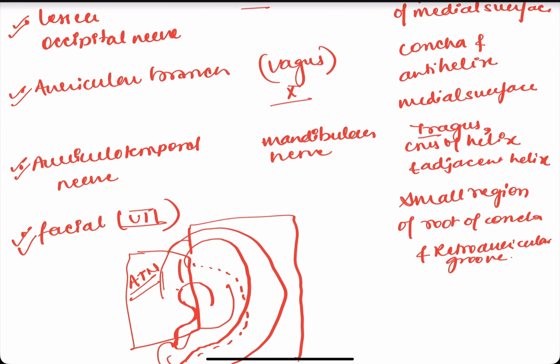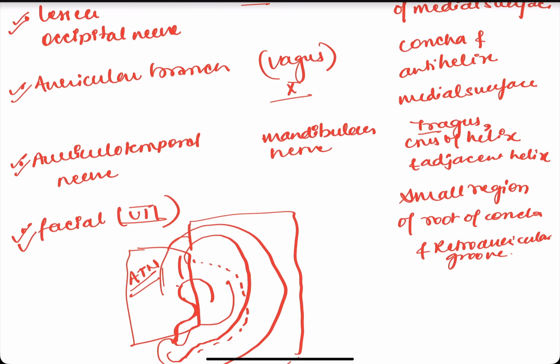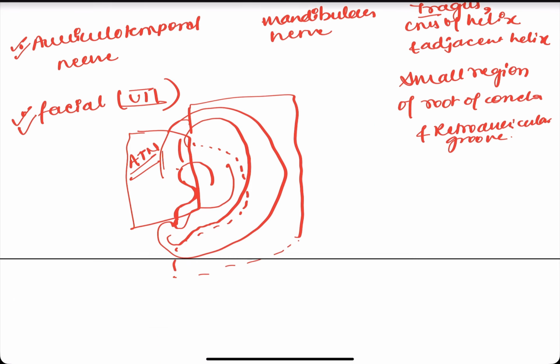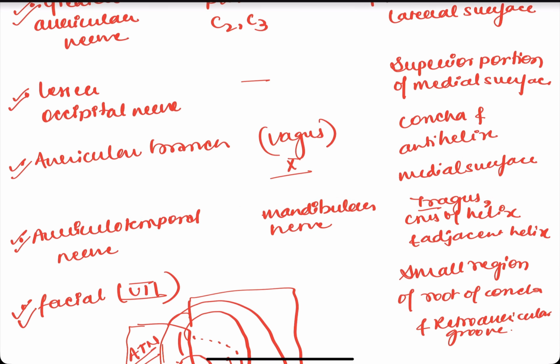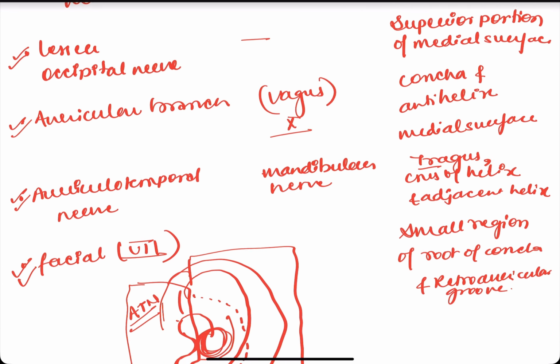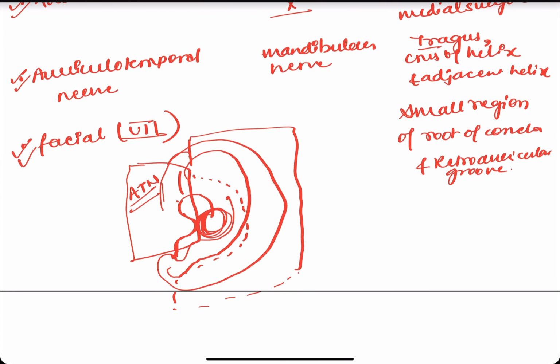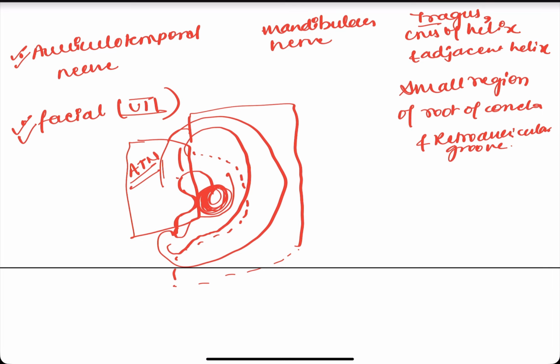Next are cranial nerves 7th and 10th. The 10th nerve supplies the concha and antihelix. And the facial nerve also supplies a small part of the concha, the root of the concha, and the retroauricular groove. So this is about the medial surface.